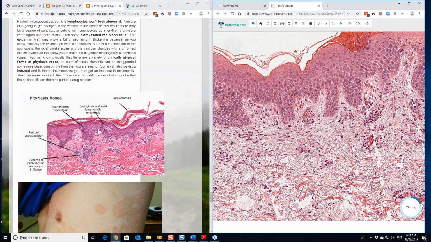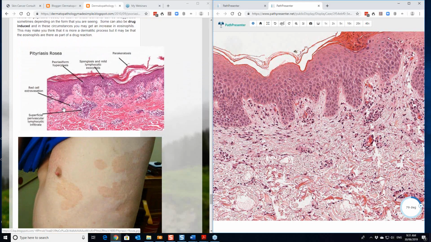So those are the main things, and they're just highlighted perhaps in this image here. A little bit of red cell extravasation, psoriasiform hyperplasia, a bit of spongiosis, obviously more marked in that one, lymphocyte exocytosis, and focal parakeratosis, with retention of the granular layer in other areas there.